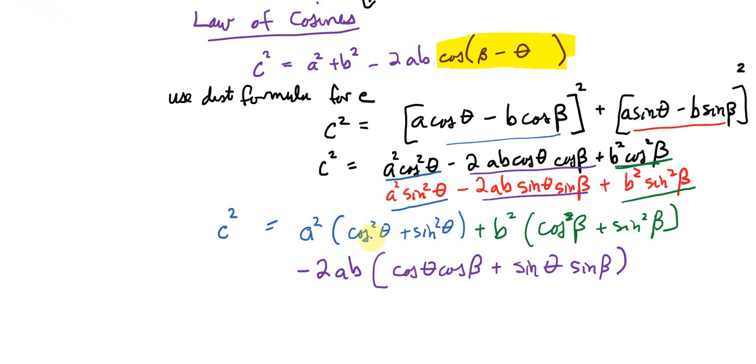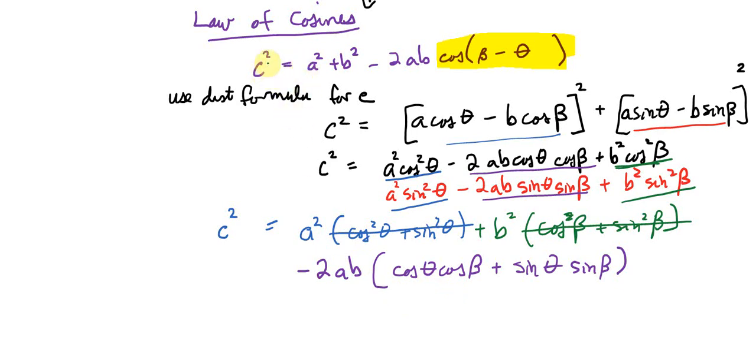We can see here that cosine squared theta plus sine squared theta is going to be equal to 1. So 1 times a squared is just a squared, so we can cross that off. Similarly, cosine squared beta plus sine squared beta added together is also 1, so we can cross that off. We end up with the expression a squared plus b squared minus 2ab times this expression here. Well, that is exactly equal to what we have up here for the law of cosines, right?